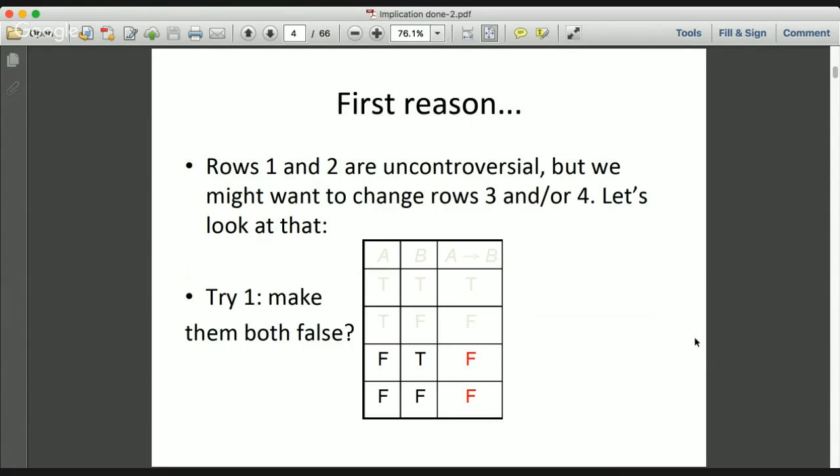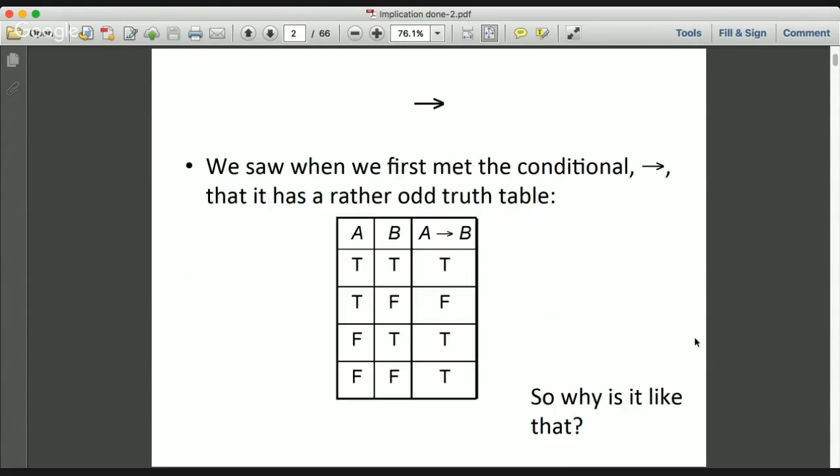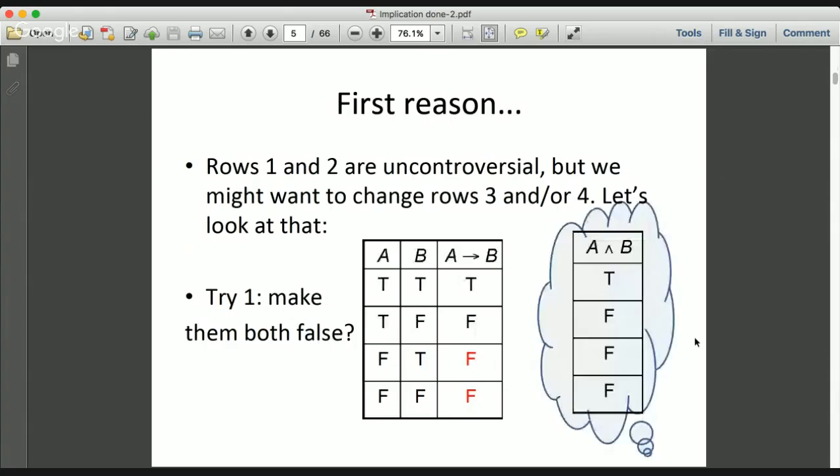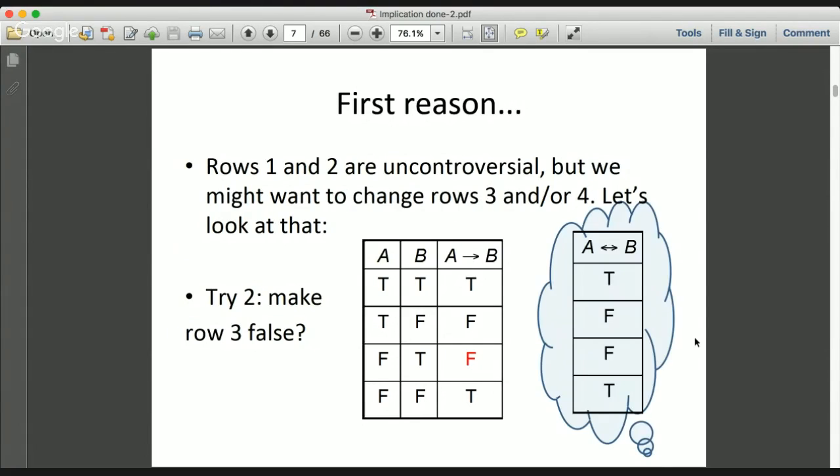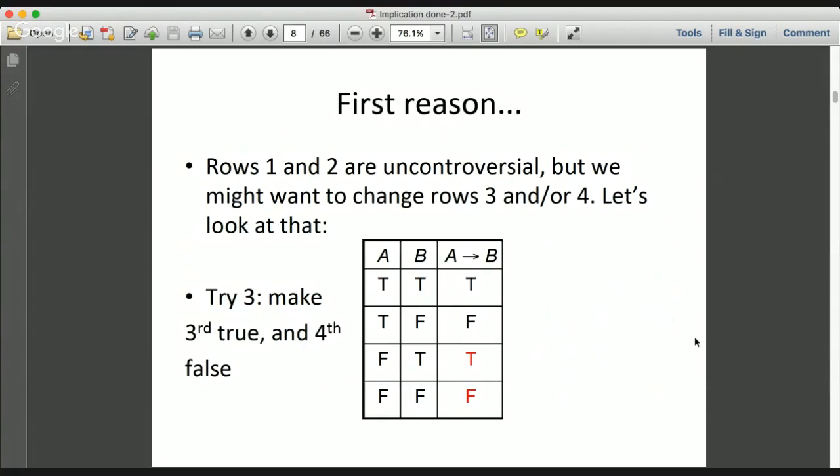Well, what we could do to try and change things, because before they're both true, is try making them both false. If we do that, then it just is the truth table for and. So there would be no point in it; it would be redundant. We could try making the bottom one true and the third one false. And then it's just the truth table for the biconditional, so it would be redundant again.